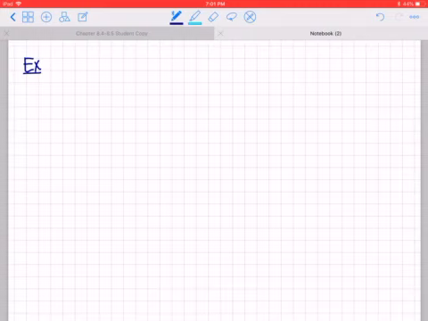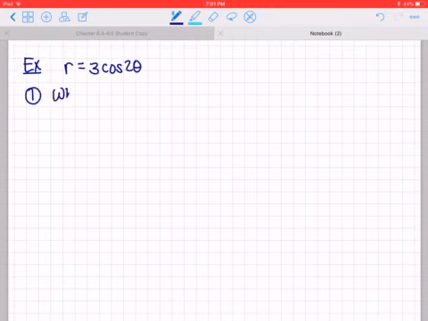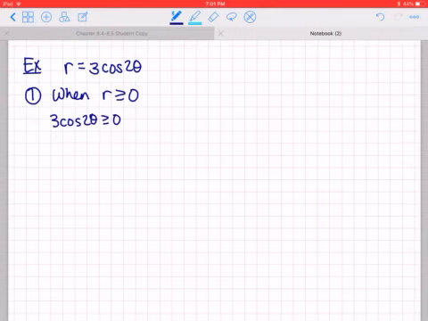So our next example is going to be r equals 3 cosine 2 theta. And if you remember, it's not going to be a cardioid because it's not some non-zero number plus a trig function. So first off, we want to know when is r greater than or equal to 0. So we just set r greater than or equal to 0. Okay, so dividing by 3 on both sides, we get cosine of 2 theta greater than or equal to 0. So when does this happen?